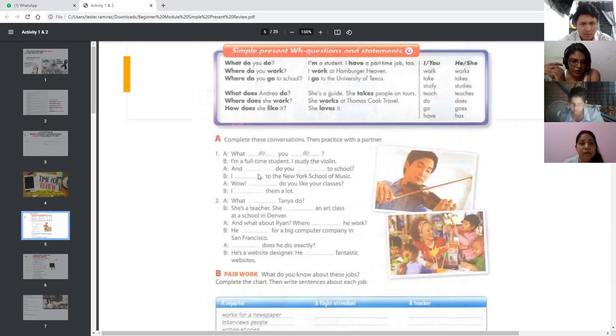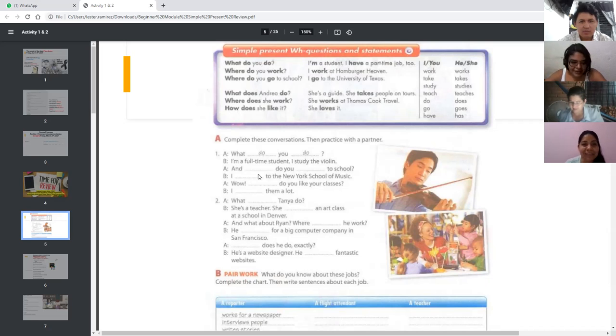I like them a lot. Come on, I love them a lot. I love them a lot. You can say that, yes, if you want to emphasize, but me fascina. Me encanta. Okay. Menos la gramática. Yeah, I agree.